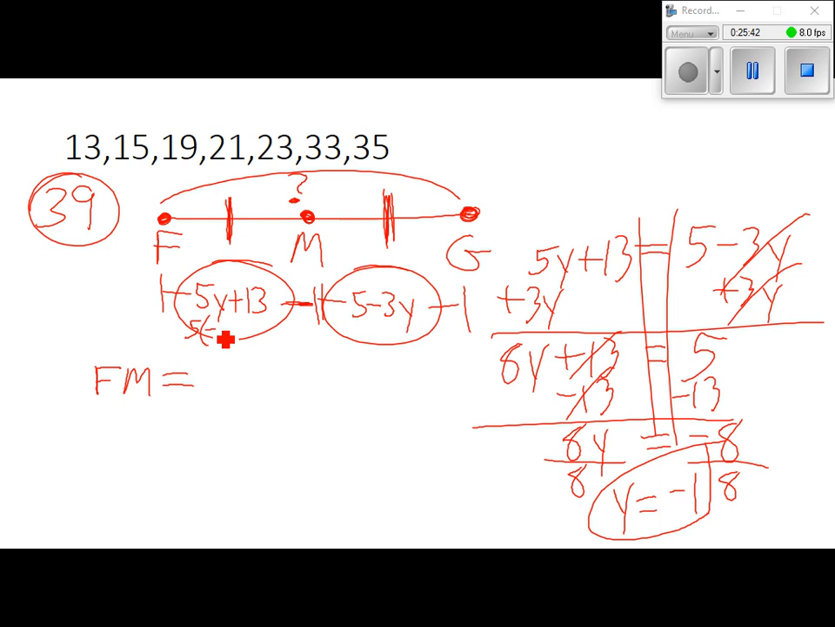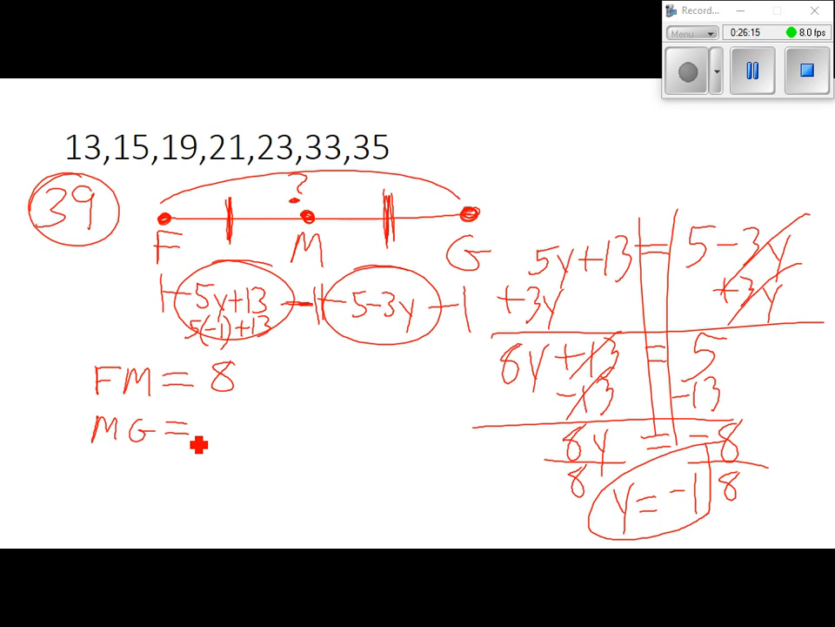So 5 times a -1 plus 13. What's 5 times -1? 5 times -1 is -5 plus 13. So how long is segment FM? 8. What other segments are in this picture? MG, good. What do we know about FM and MG?